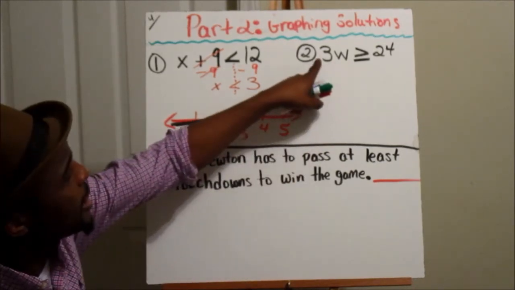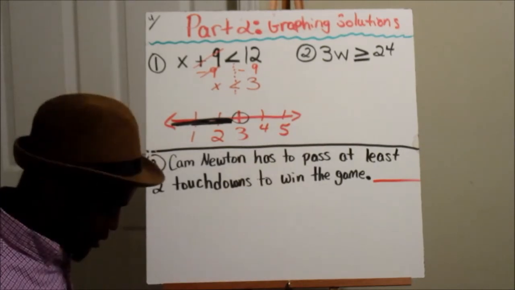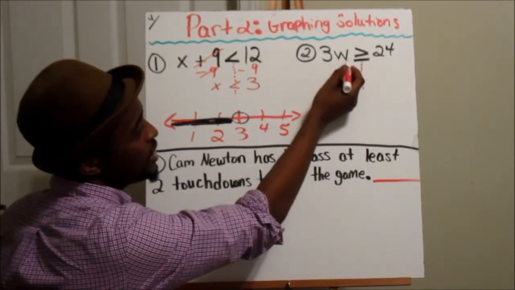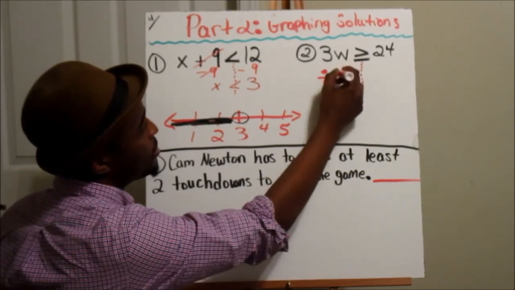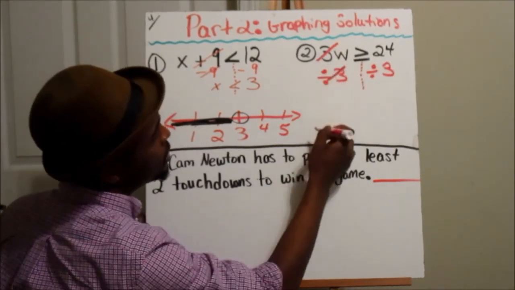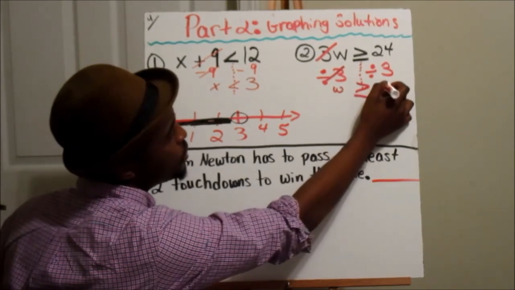Let's look at number 2. I have 3w is greater than 24. Choose a different color. Alright, I still draw my line. I do the inverse, so this is multiplication. So I want to divide by 3. And I will get w is greater than or equal to 8.